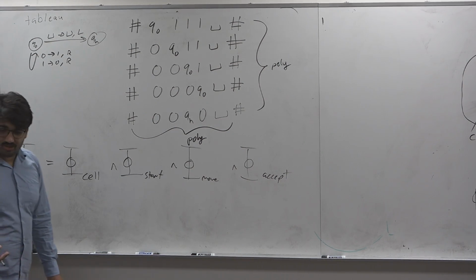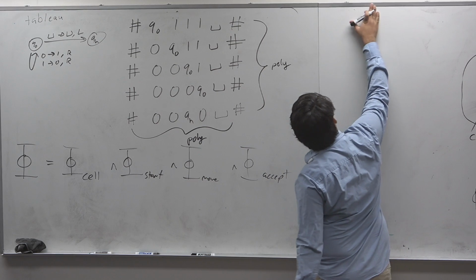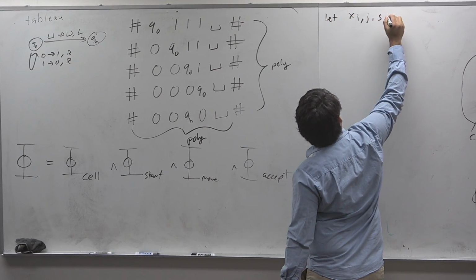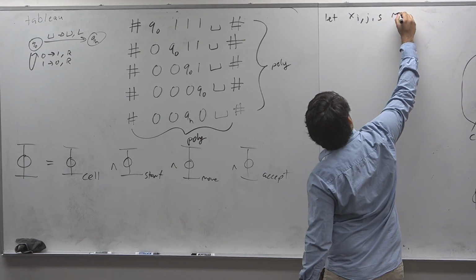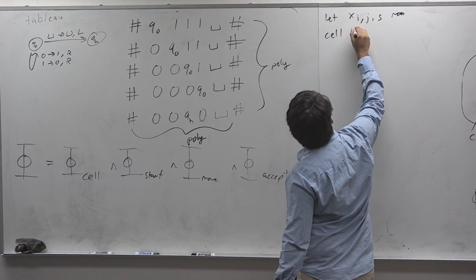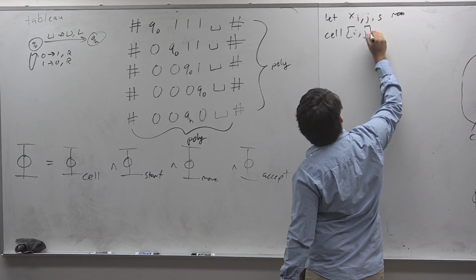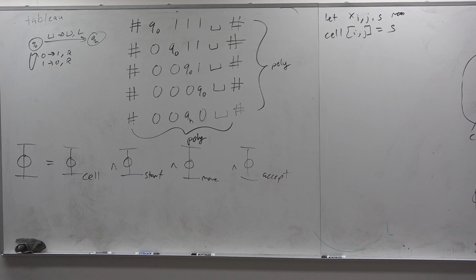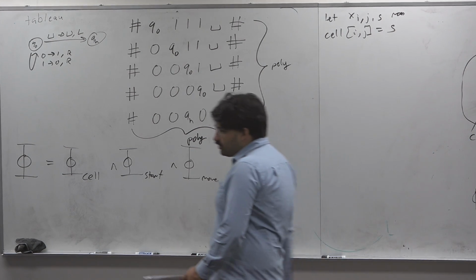So let's just get started into the construction. What are our variables going to be? Let x_{i,j,s} mean cell (i, j) contains the symbol s, where s is a letter. It could be q0, it could be a blank, it could be a hash, it could be a 1, something like this. So we're going to have variables for all i, j, and s, okay? We want to construct a formula as a function of these variables such that it has the properties that we want. So let's do the easy one first.